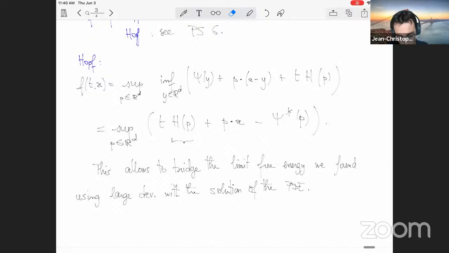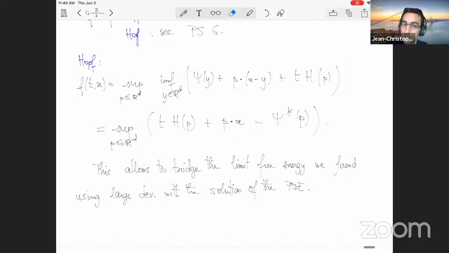Yeah, and the last comment I want to make is, if you set t equals 0 in this formula, what you get is the supremum over p of p dot x minus psi star of p, which is the dual of psi star computed at x. And since psi is convex, this is psi of x. Okay, so I verified here that this formula indeed has the right initial condition.